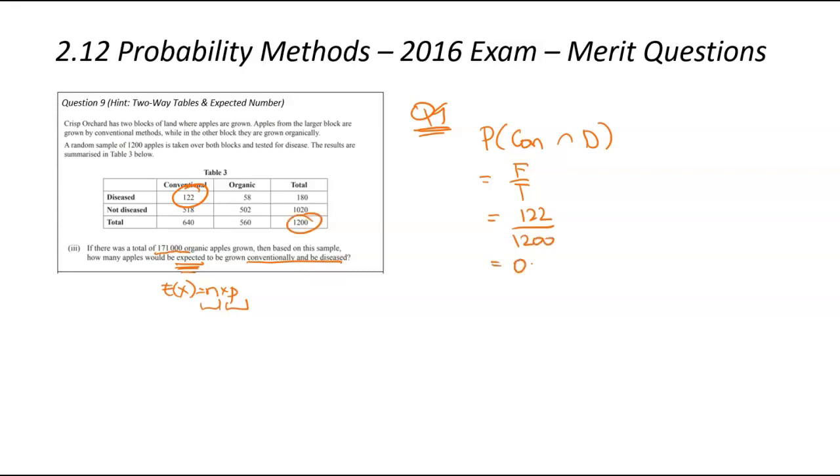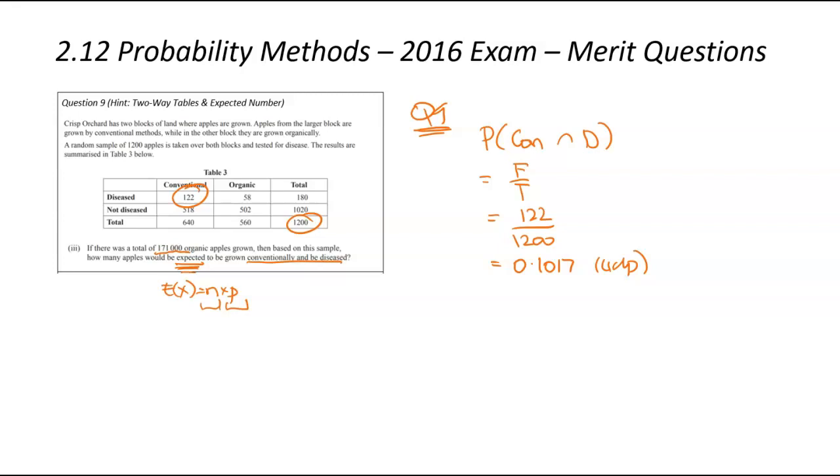And when you put that into your calculator, you should be getting 0.1017. That had a 4 dp rounding. So just noting, the rounding here, because we're dealing with such a large number of apples, will affect your answer slightly. But however you round, as long as you state your answer and you're consistent with it, you'll get your marks.